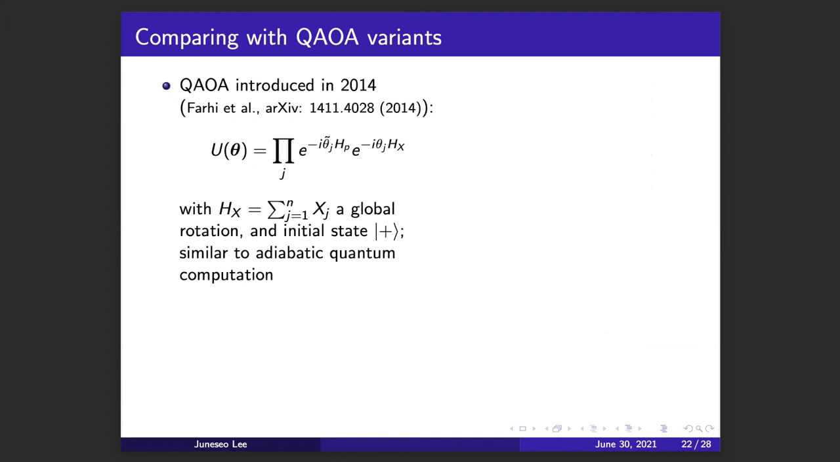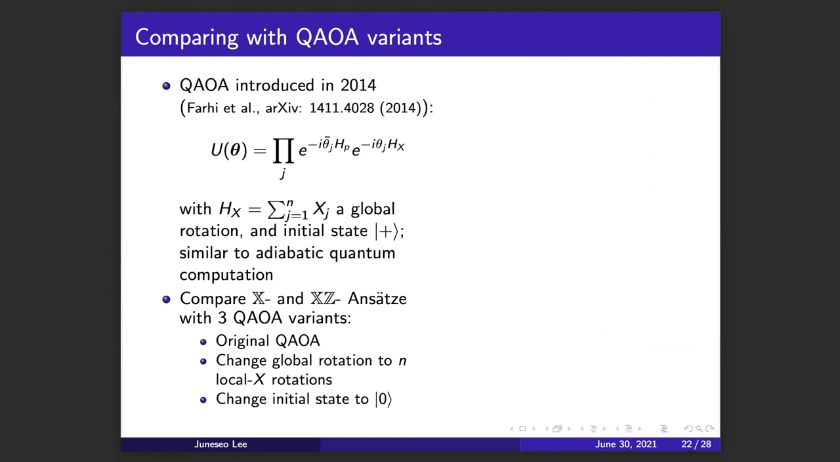Now for QAOA, similarly to adiabatic computation, you have the initial state being the plus state instead of the zero state, since that was the ground state of the HX Hamiltonian. Now for the purpose of our experiment, we tested the X and XZ ansatz with three variants of QAOA. The original one, one replacing the single global rotation with n independent local rotations, and one taking the replaced QAOA and also changing the initial state to zero, as in our X ansatz setting.